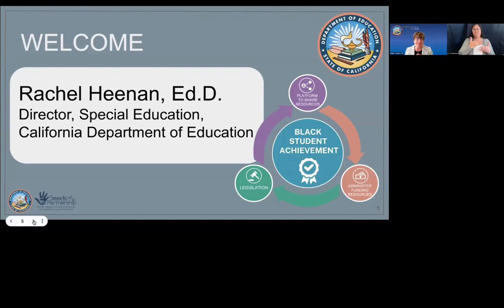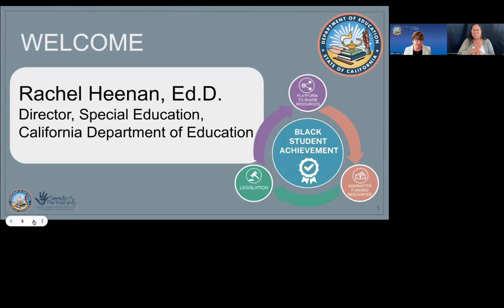So Deputy McGee's leadership in advancing the State Superintendent's Black Student Initiative continues to be instrumental in supporting the work across California. In the special education division, this work is also a priority, not because federal law requires us to address these disparities, but because it's our moral obligation to ensure that every student, regardless of their race or ability, has the opportunity to succeed.